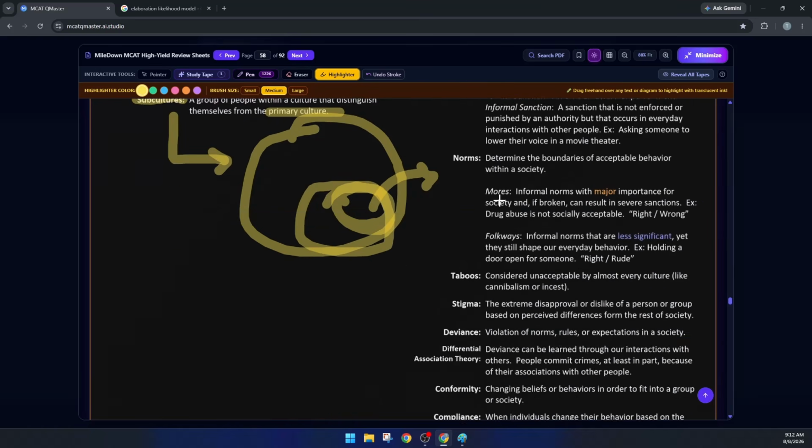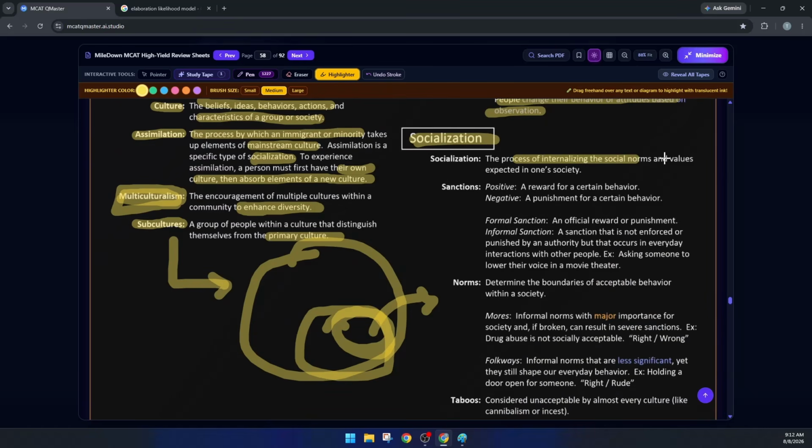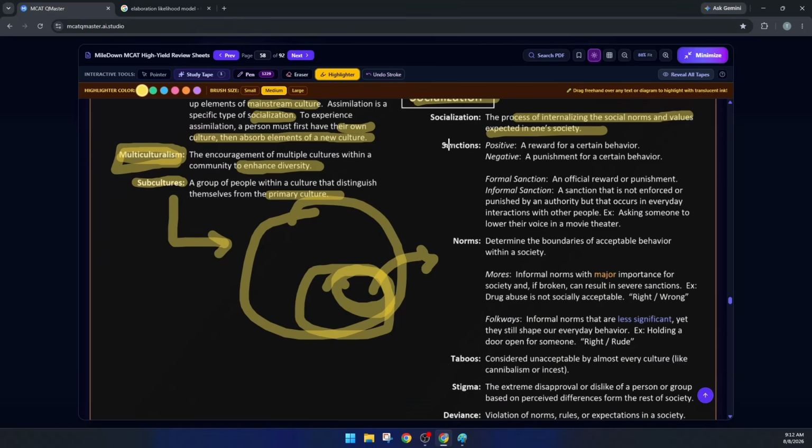Okay, so that's pretty obvious. Socialization is a process of internalizing social norms and values expected in one society. So there's sanctions. You can have positive sanction or negative sanction. So in positive sanctions, it's a reward for a certain behavior. So the way you want to learn this is an example.